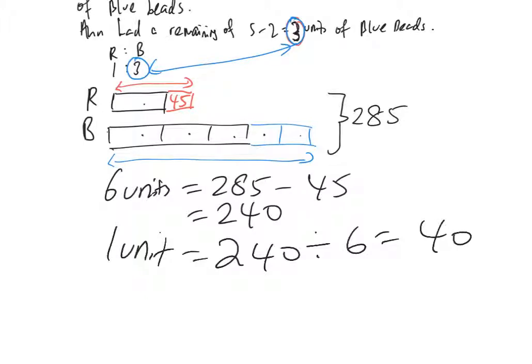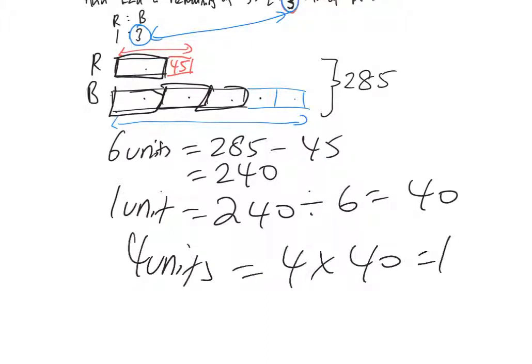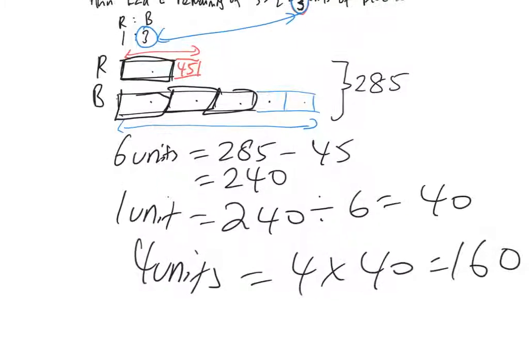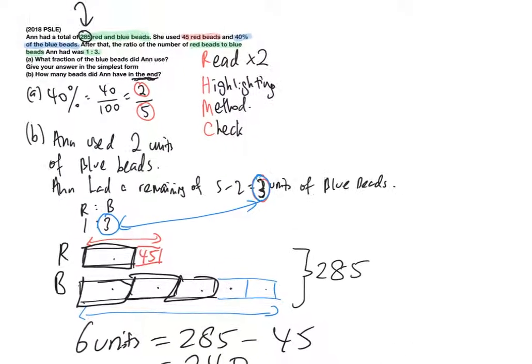And how many bits did she have in the end? So the black boxes that we have drawn are the number of units for the bits in the end. So 1, 2, 3, 4 units. So as simple as 4 units is equals to 4 multiplied by 40, which is giving us a value of 160 bits that Anne has in the end. Okay, so 160 bits that she has in the end. So that is the final answer for this question.